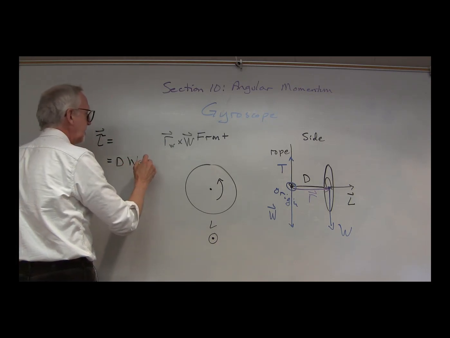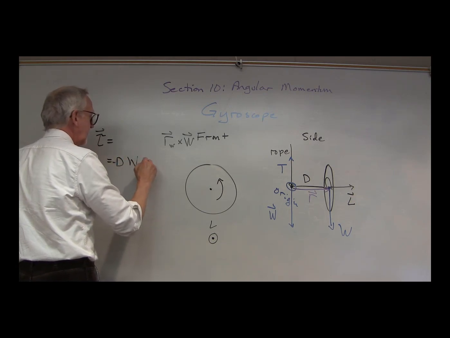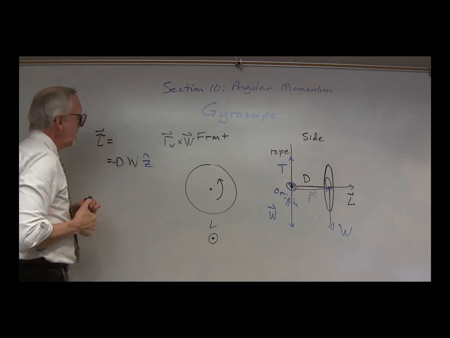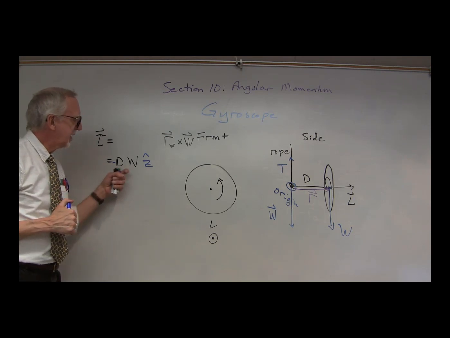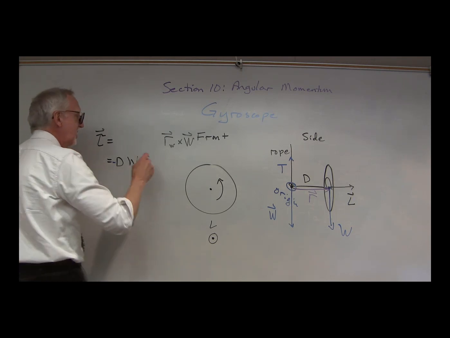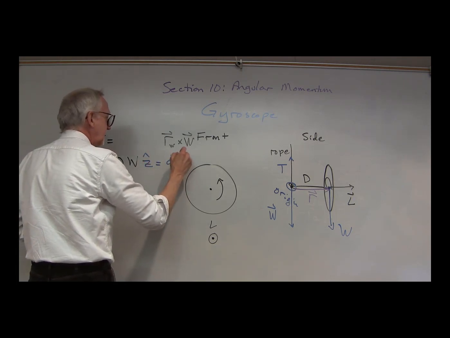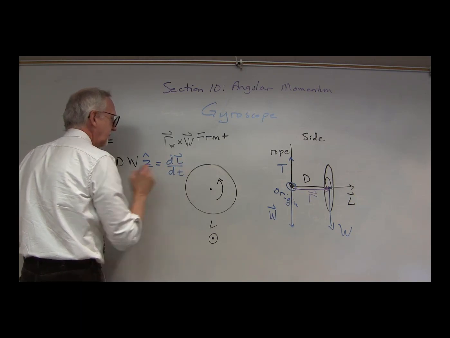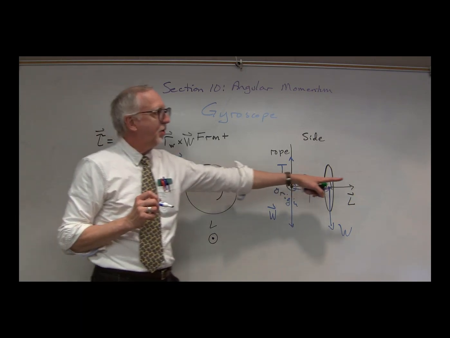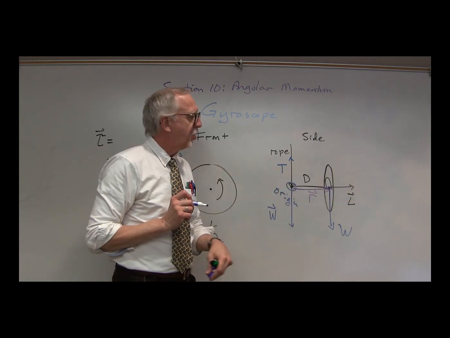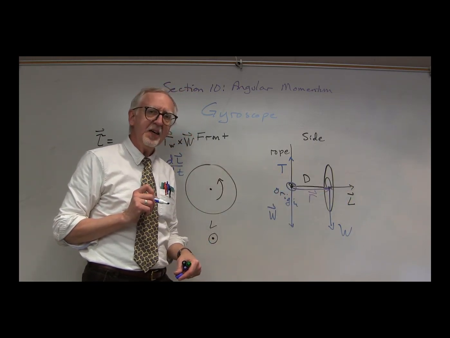So D W negative z hat. There's the torque, negative D W z hat. And that is going to be dL/dt. But L is pointing that way. So dL/dt is going to do what?